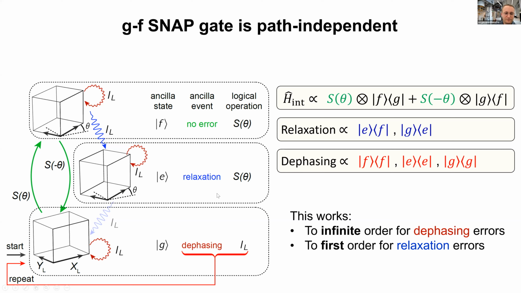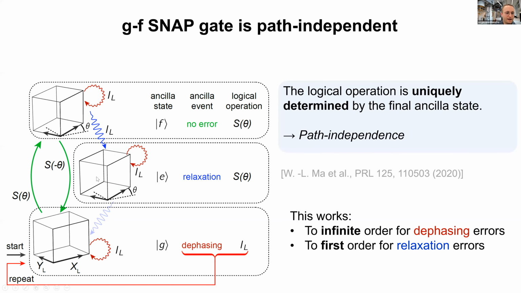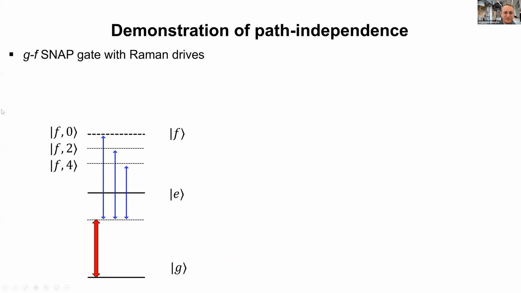So what I want to point out here is that no matter which trajectory you take here, we know exactly what unitary we get. All right. So before getting to the data, I just have to tell you how we perform the snap gate from G to F without going to E.